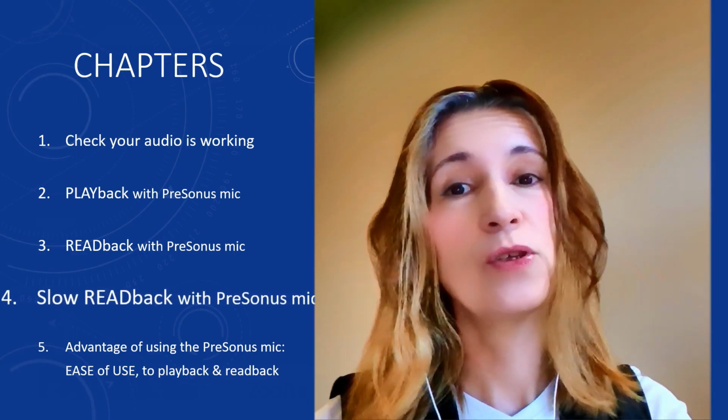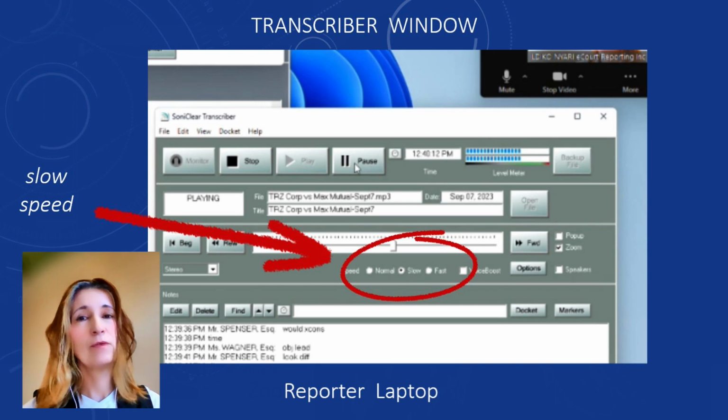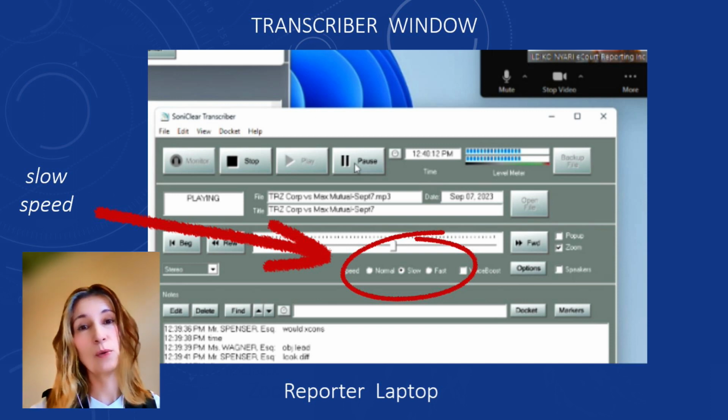To do a slow readback, in case you want to provide an extra layer of caution about reading back every single word spoken, then you can select slow play, and it will sound much slower and clearer every spoken word said in that portion, and you can simply repeat it.